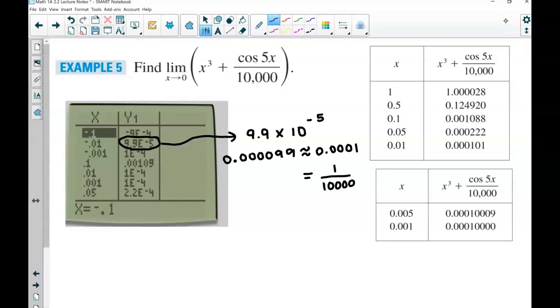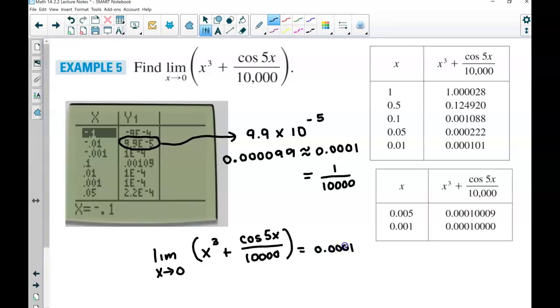Now, by constructing this table and seeing what's happening with these numbers, as it's getting closer and closer to 0, we can say that this limit as x approaches 0 of the function x cubed plus the cosine of 5x over 10,000 is equal to 0.0001, which actually ends up equaling 1 over 10,000.